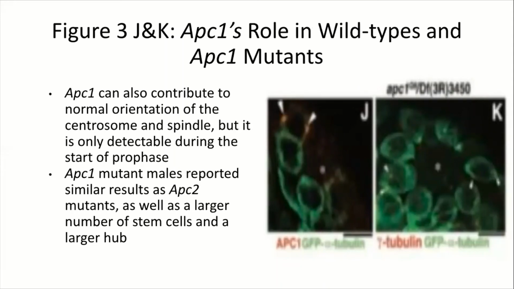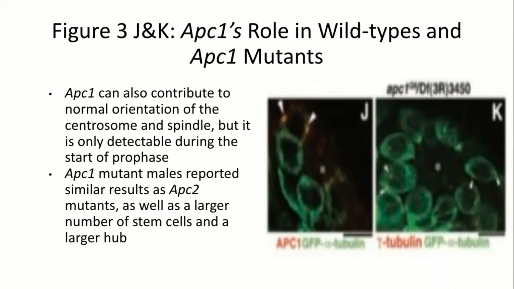So its role in wild types is that it can contribute to normal orientation of the centrosome and spindle during interphase. It localizes to centrosomes in spermatogonia during the late G2 phase of the cell cycle and around the start of prophase. However, it's not detected after the start of prophase. So once prometaphase begins, it's no longer detected.